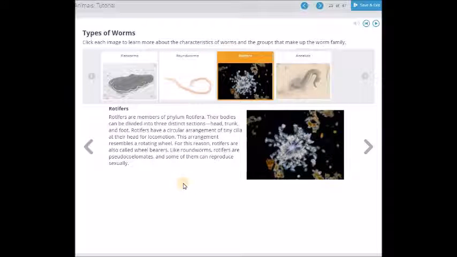The next one are the rotifers. They're members of the phylum Rotifera. They are technically worms, but they have three distinct parts: the head, the trunk, and the foot. They have a circular arrangement of tiny cilia.